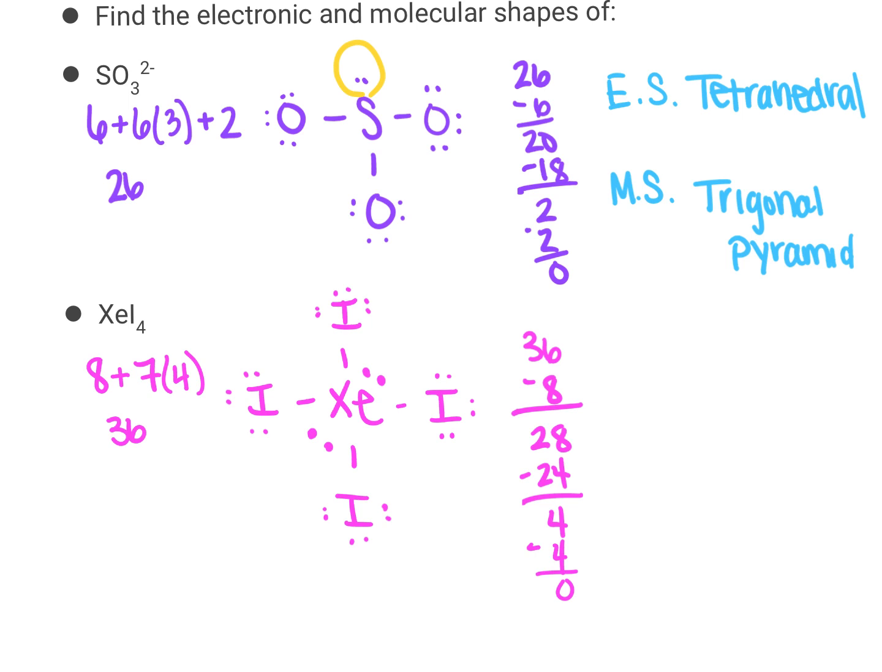All right, so now we're going to find, I'm going to say ES for electronic shape, MS for molecular shape. Okay. What resource are you going to use? That too, but. Okay, you're going to use your chart. So the first thing you're going to count is bonded atoms to the xenon. So how many atoms are bonded to xenon?